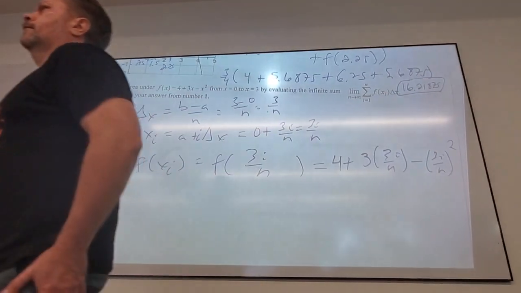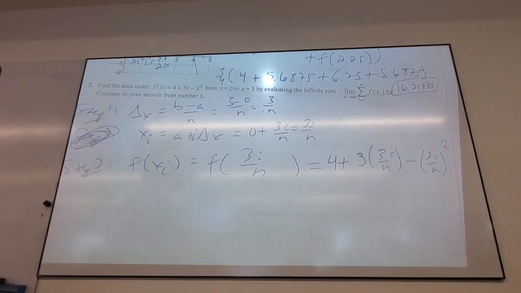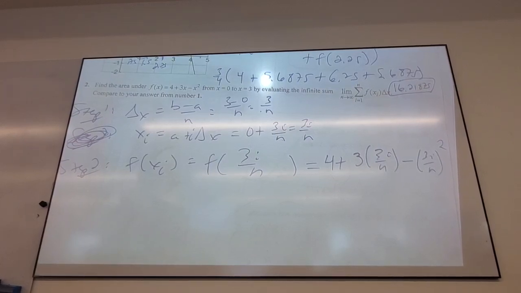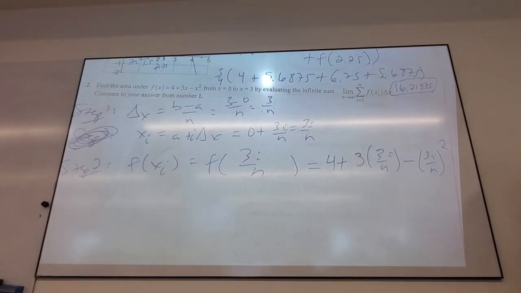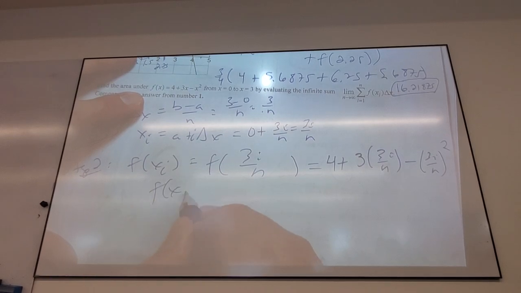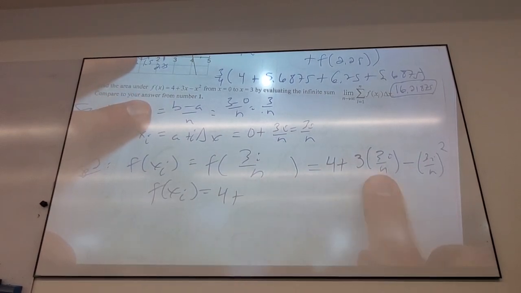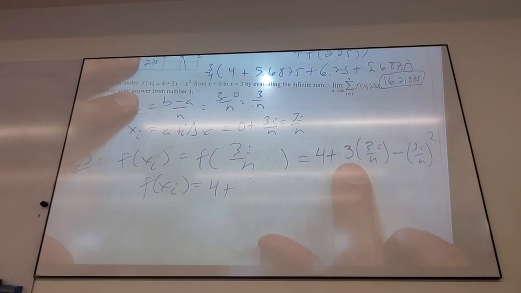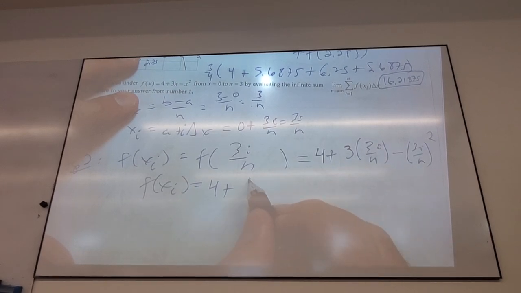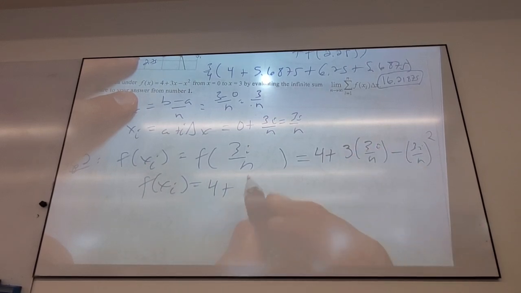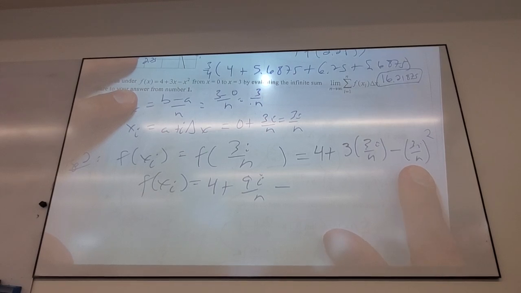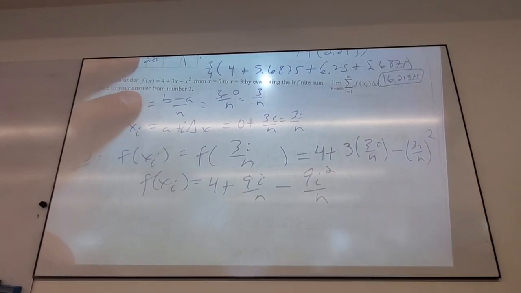I know, it's weird. The stuff we're plugging in is weird. Who cares? Just plug it in. Right now, I don't care. Can I clean that up a little bit? And you're all like, we know you don't care, Jeff. Oh man, come on. So f of x sub i is 4 plus, 3 times 3i over n is 9i over n, minus 9i squared over n squared.